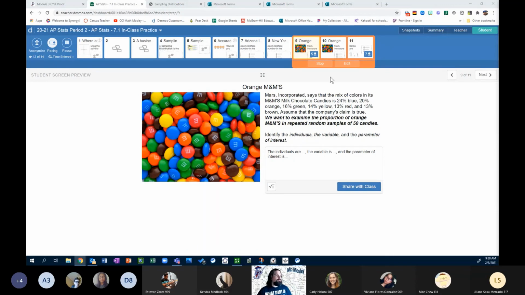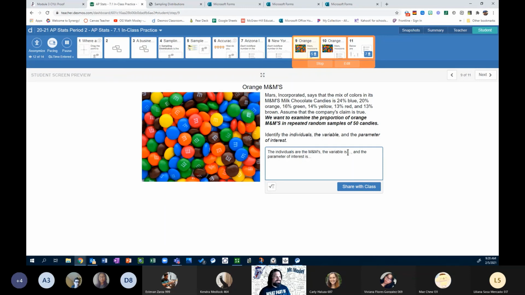So here we are. I'm going to jump back to the first question here on our orange M&Ms. We need to identify the individuals, the variable, and the parameter of interest. In this example, individuals are M&Ms. And those are the things we're collecting data on.